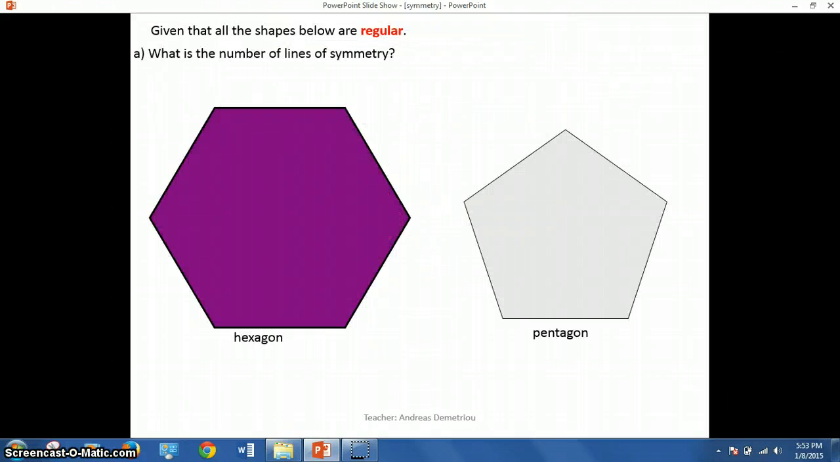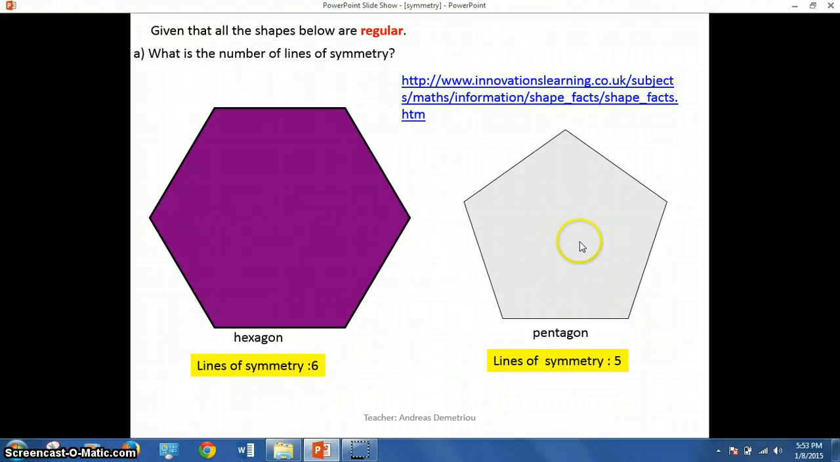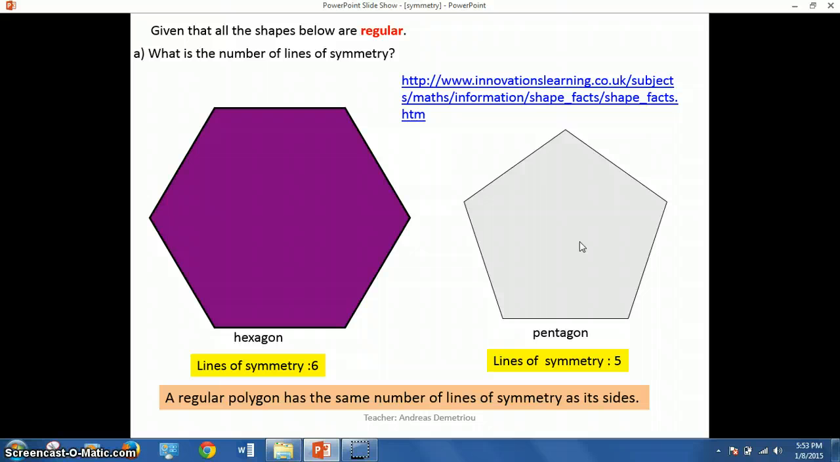Now, one important theorem is for regular polygons. If a shape is a regular hexagon, it will have 6 lines of symmetry, and 5 lines of symmetry for a pentagon. So what we see is that a regular polygon has the same number of lines of symmetry as its sides.